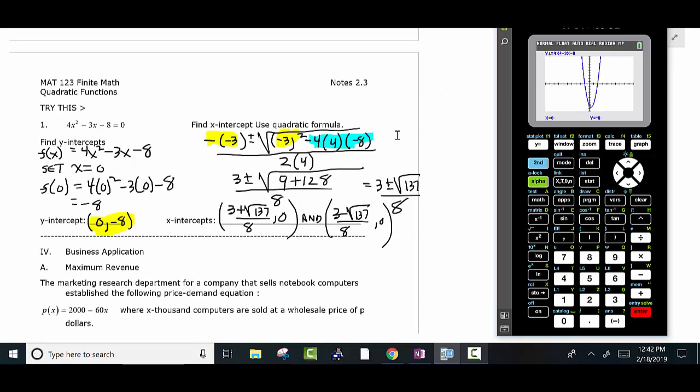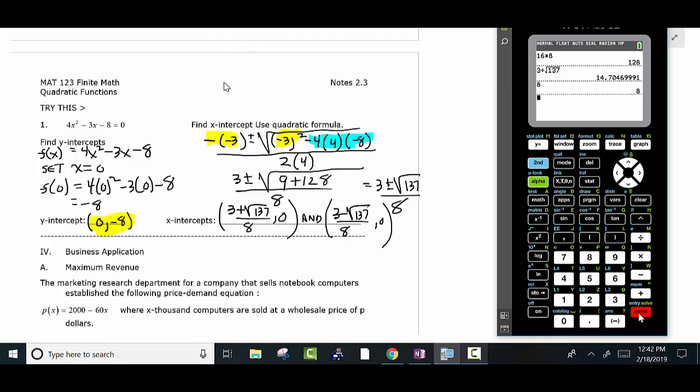I just wanted to show you that, and the other thing you can do is try this if you want to. If you want to get a decimal on this, you would have to go 3 plus the square root of 137, get the answer, and then divide by 8. I'm just doing this first one, because if you want to get a decimal on these, you need to be able to do that.